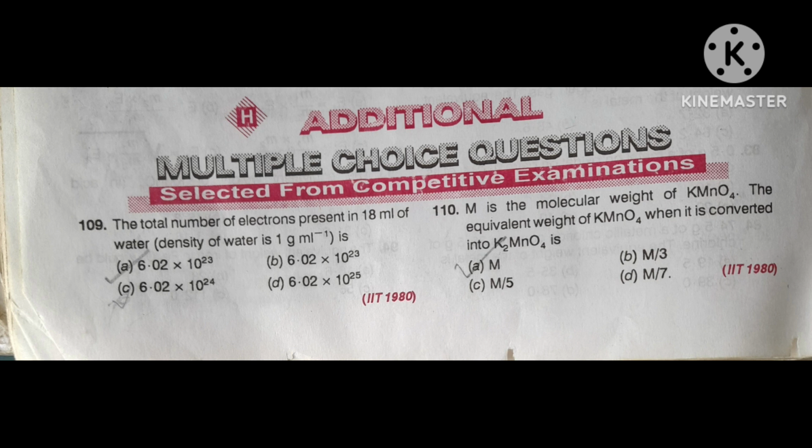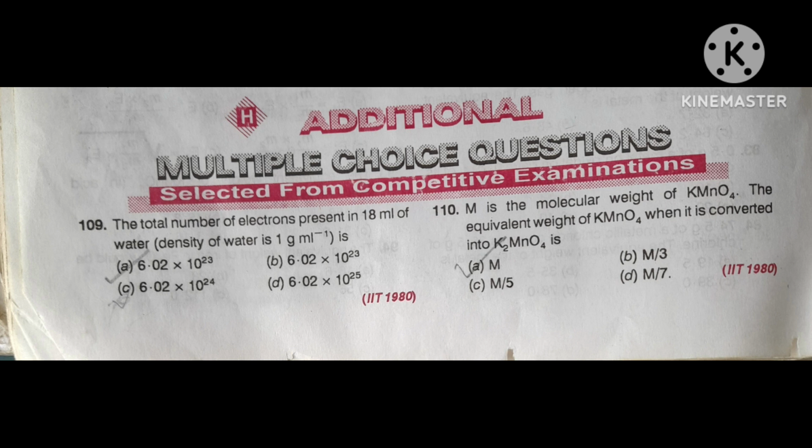First option is 6.02 into 10 to the power 22. Second option is the Avogadro number, 6.02 into 10 to the power 23. Third option is 6.02 into 10 to the power 24. And fourth option is 6.02 into 10 to the power 25. The correct option is C. Two options are the same, but both are not the correct answer.